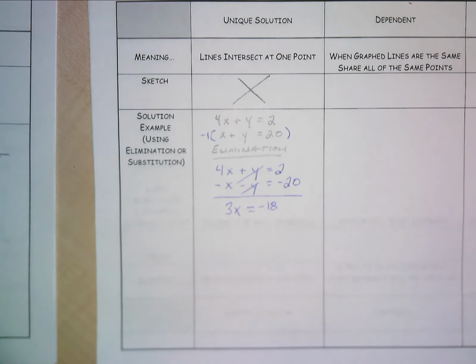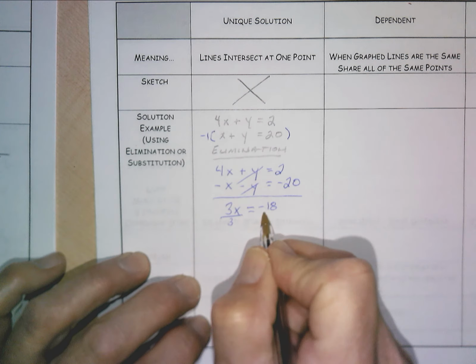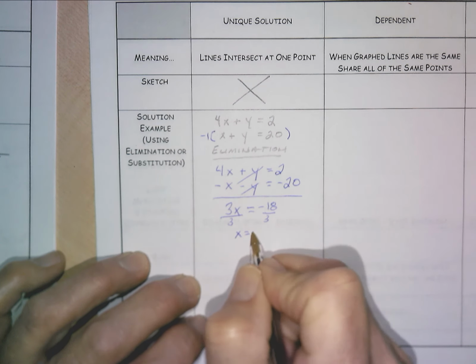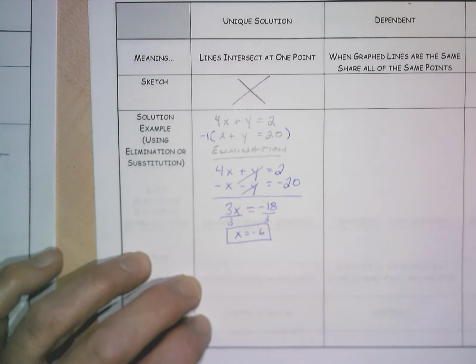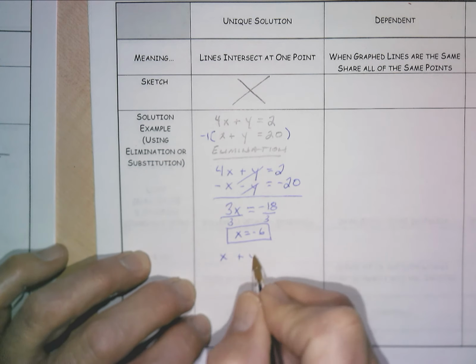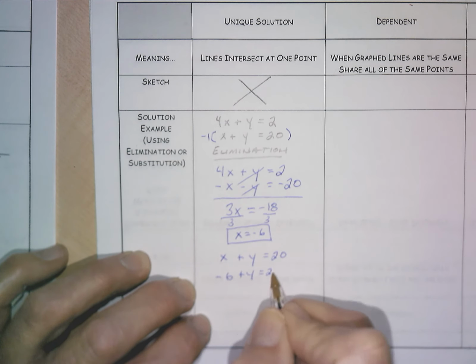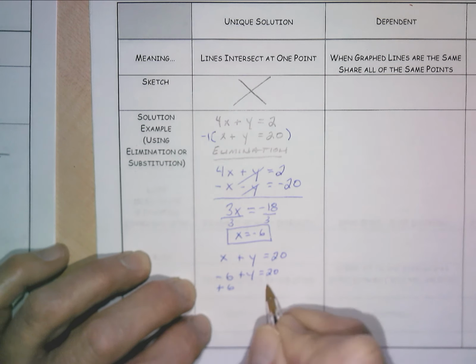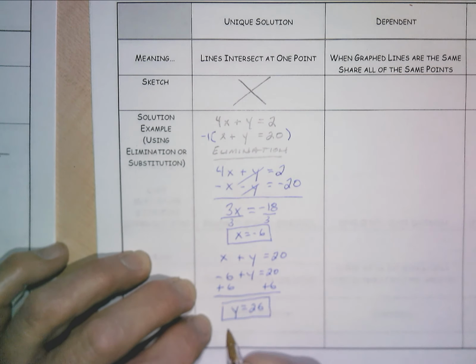Notice how small we have to write to get all of this in the column. I'll then divide both sides by 3. And I will get x equals -6. I'm going to put -6 in the second equation. x plus y equals 20. -6 plus y equals 20. Add 6 to both sides. And I get y equals 26. The solution, therefore, is -6, 26.